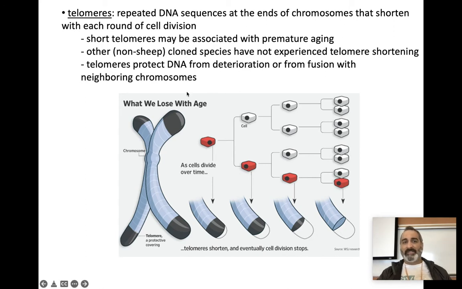Now, some species do not experience telomere shortening. Basically, you could say they are almost immortal if their telomeres don't shorten. They have a mechanism, special enzymes that rebuild their telomeres after they divide. So their telomeres completely get rebuilt. So their DNA, in essence, doesn't age. Okay, so some species don't experience it.